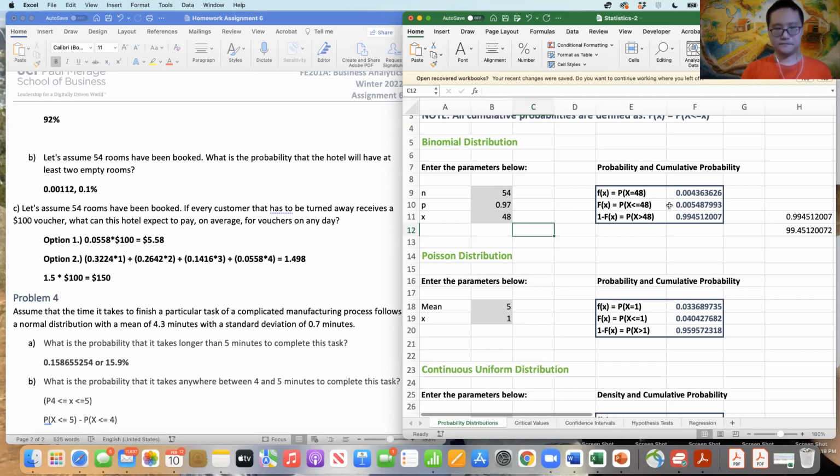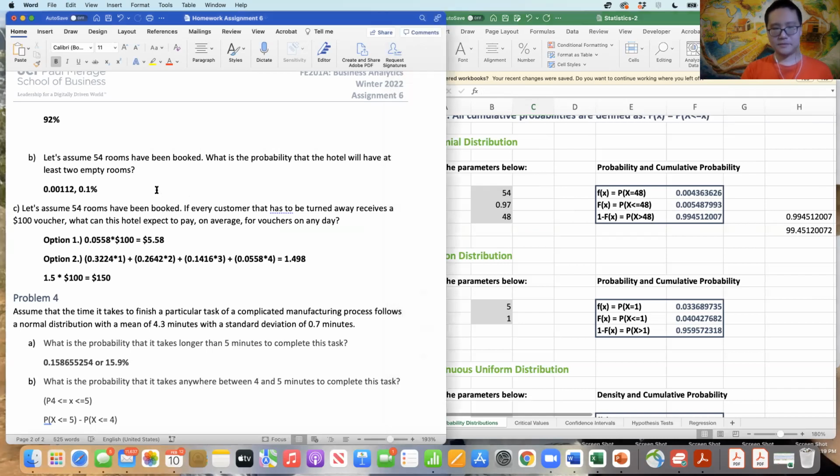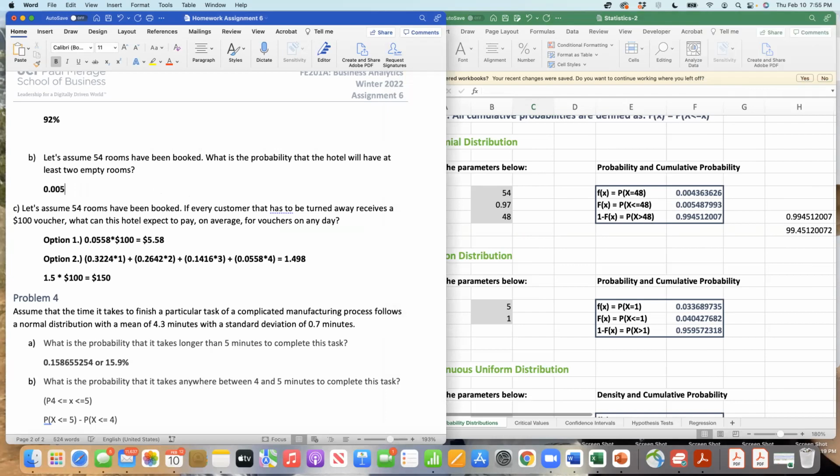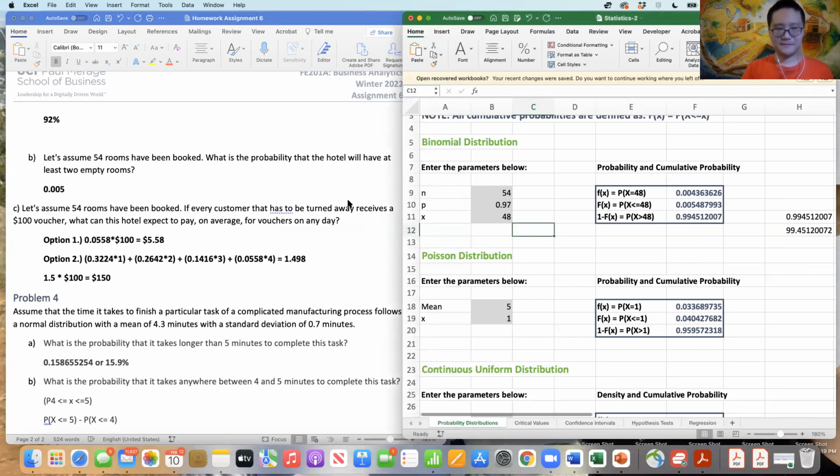Yeah, wonderful. How about other students? Do you all agree here? Sorry, I'm lost at 48. Can you repeat one more time, Stephen? We have 48 because there's 50 rooms. So if there's 2 empty rooms, what's the probability of 48 people show up? Yeah, I see. Thank you.